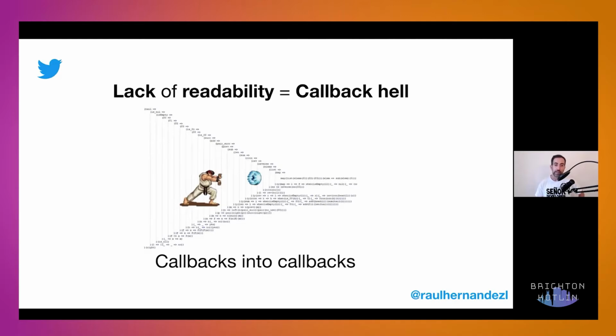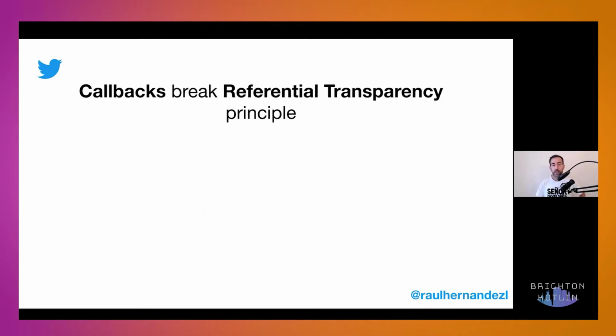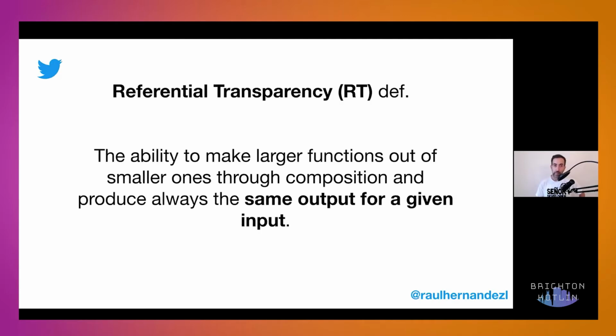So basically, the problem here is, first of all, lack of readability. Second, if you have any problem here and you want to debug and fix it, you're going to have a very bad time. So not ideal. Then also, callbacks break a really interesting principle coming from functional programming, which is called referential transparency. This is the ability to make larger functions out of smaller ones through composition and always produce the same output for a given input.